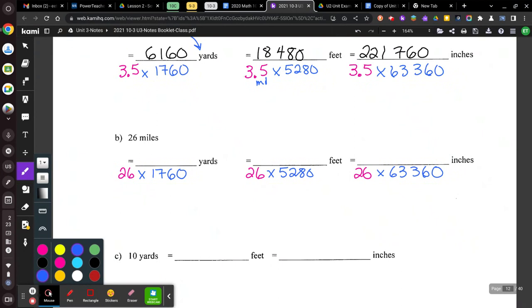Now, the reason we're multiplying is because we're going from miles, which is on the bottom, and we're going to yards, then miles to feet, then miles to inches. That's why, because we're going up, we're multiplying. So now, this is going to give us an answer of 45,760, 137,280, 1,647,360. Okay, so that's the letters for B.